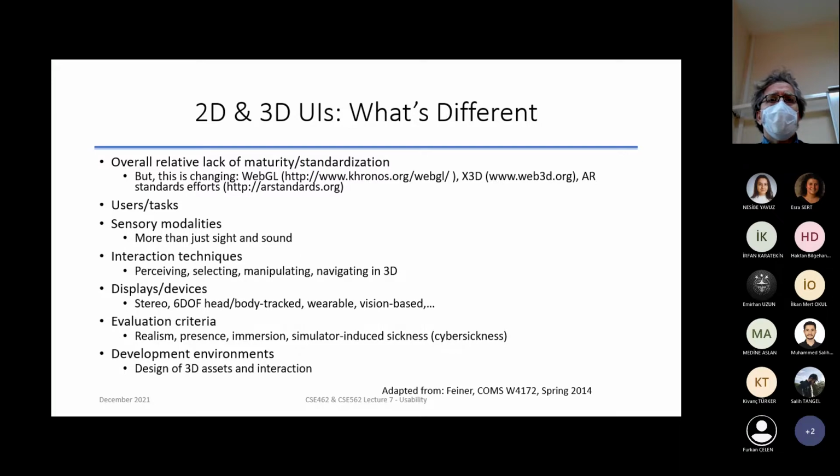All right. We talk about the users and tasks. We'll come to that again. Another part that we are going to discuss is the sensory modalities, right?